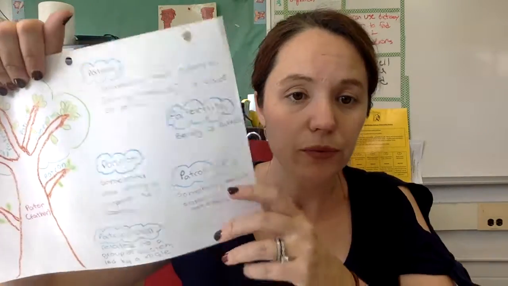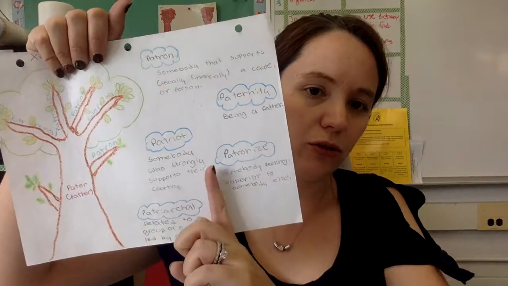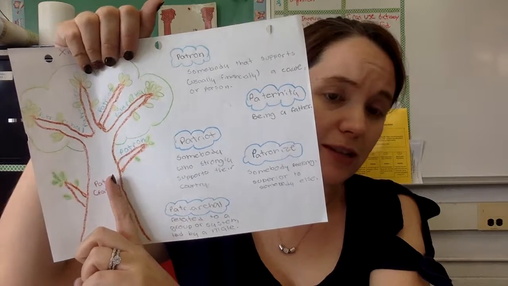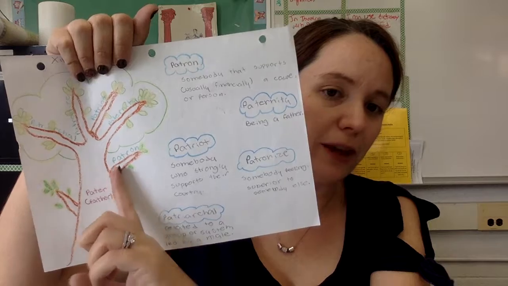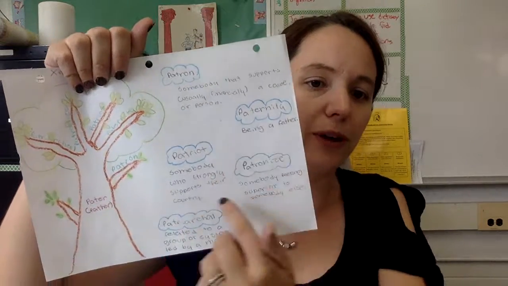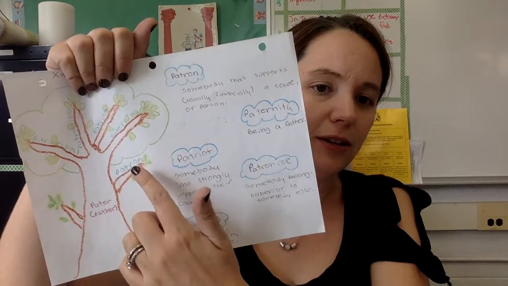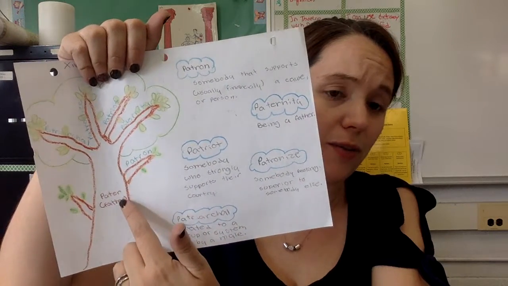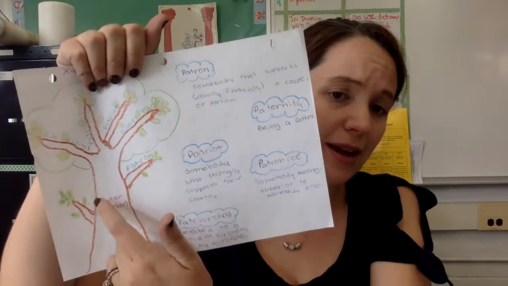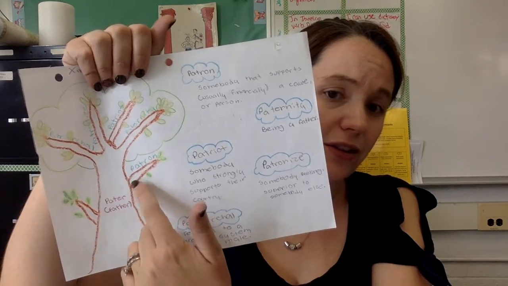The last one is the derivative tree. Here's an example from a 7th grader. She chose the word pater. That was her root word. She chose the word pater, and then she put patron, and she defined it there. So the branches are the derivatives, and the center is the root it comes from. This is the Latin word it comes from, and these are all the derivatives.